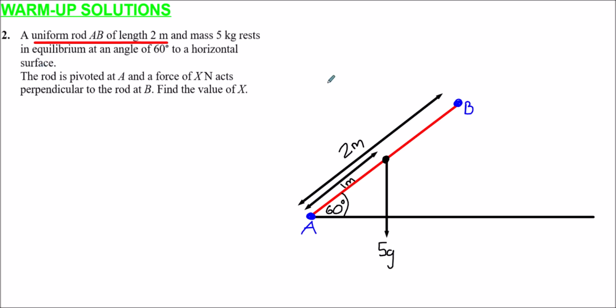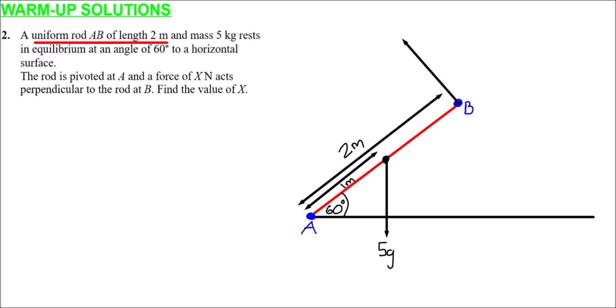Now, at B, it says that there's a force x newton acting perpendicular to the rod, so that means at right angles it's acting at B. So that must be holding it in place because it's in equilibrium. So this force here at B must be holding it up, otherwise this would have a tendency to just fall down to the floor like so. So because it's not doing that, what we must have is the force at B acting upwards like so.